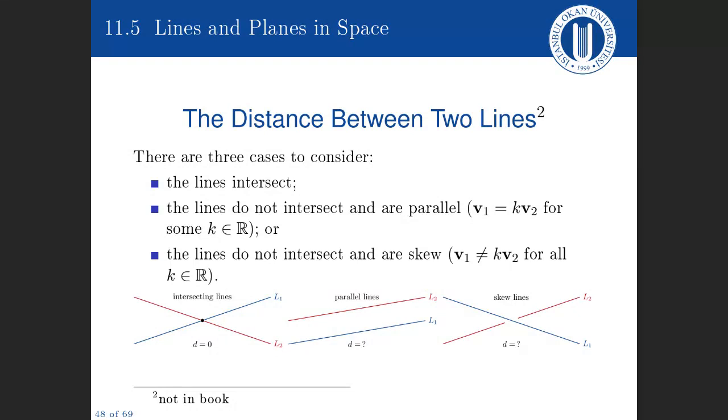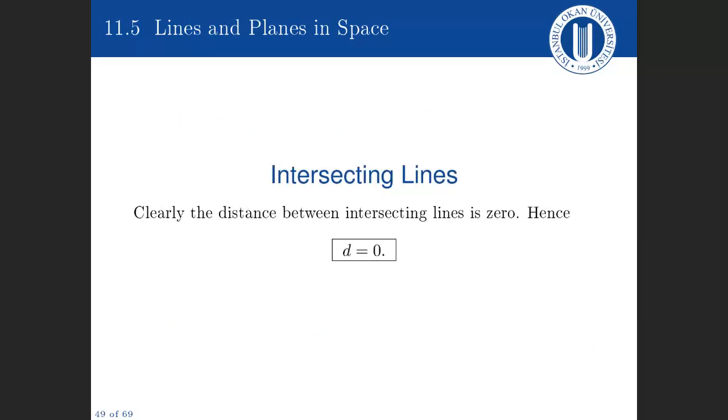Or maybe the lines do not intersect and they're skew. They do not intersect and they are not parallel. Then what is the distance between the two lines? So as I said before, if the lines intersect, that's easy. Clearly the distance between intersecting lines is 0. We don't need to talk about this.